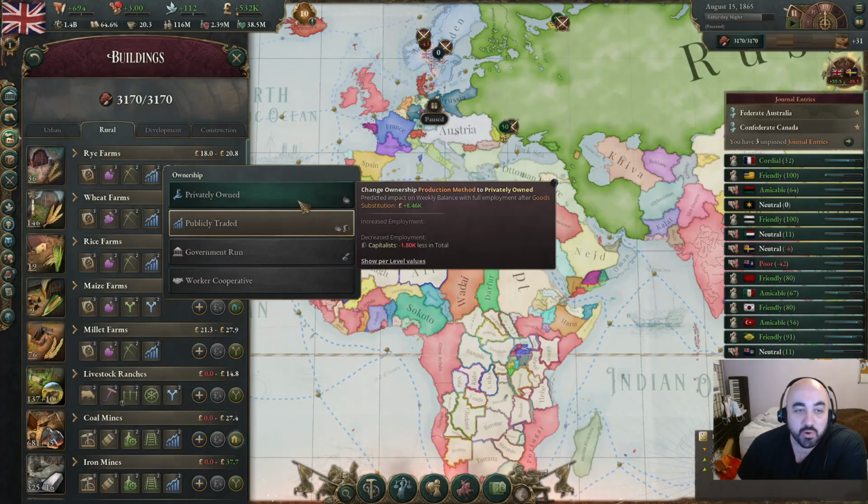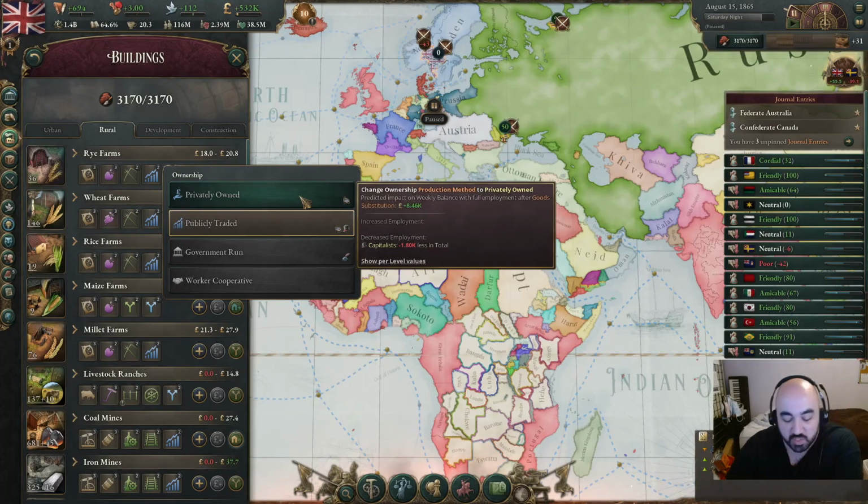Also, the ownership PMs, privately owned. I used to think privately owned was a little bit better than it was relative to publicly traded. And so what I did for a little while is I would run privately owned in all of my incorporated states to make them more competitive, and publicly traded in unincorporated states.